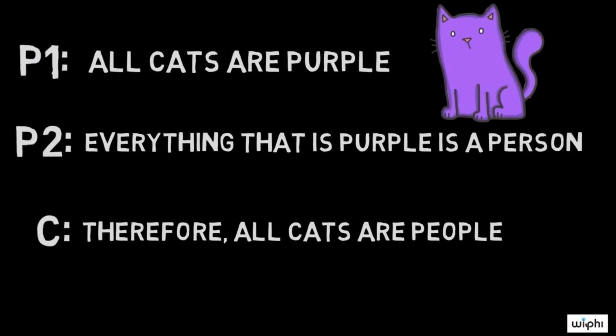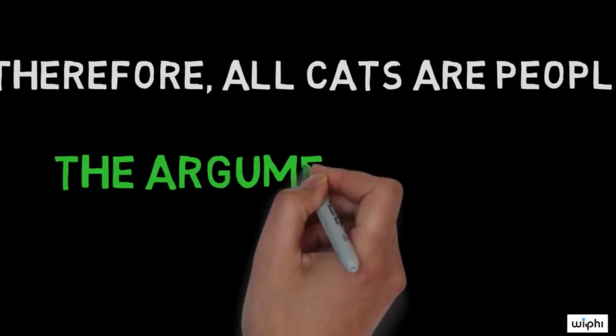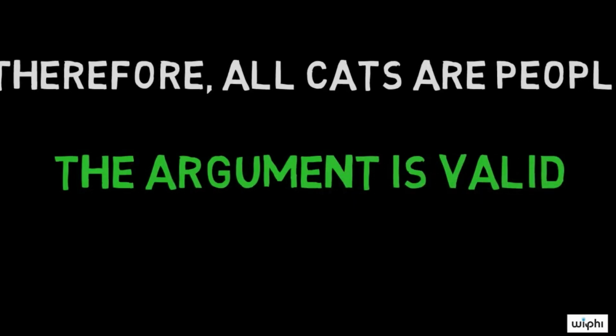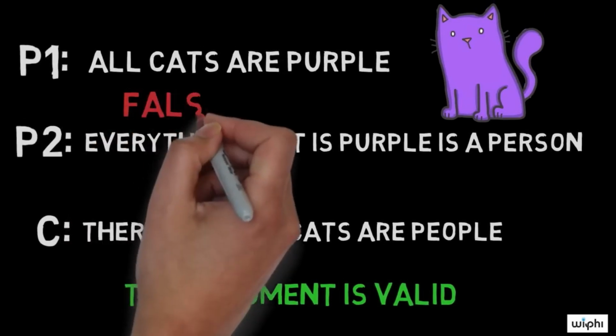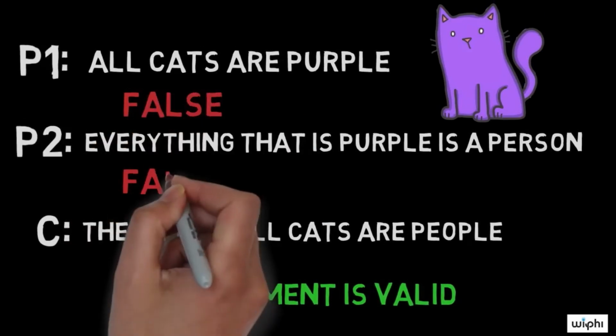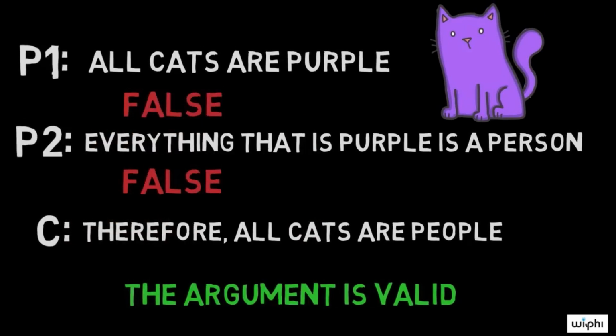Let's go back to the example with the purple cats. Is this argument sound? Let's check. The argument is valid, so it meets the first requirement, but it definitely does not meet the second requirement, since not all of its premises are true. In fact, both the premises are false. But not every unsound argument has false premises.